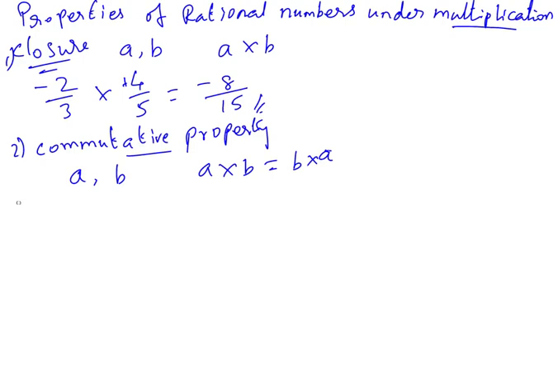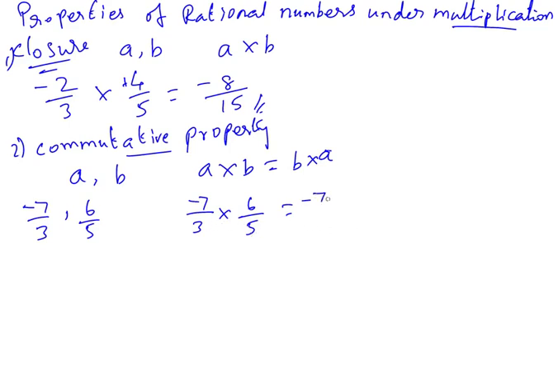So let me take two rational numbers, minus 7 by 3 and 6 by 5. If we multiply minus 7 by 3 into 6 by 5, what will happen? 7 and 5, it is not possible to cancel. 6 and 3, it will go in the same table. This is multiplication, so all the numerators we can write in the numerator, all the denominators in the denominator. We need not take LCM.